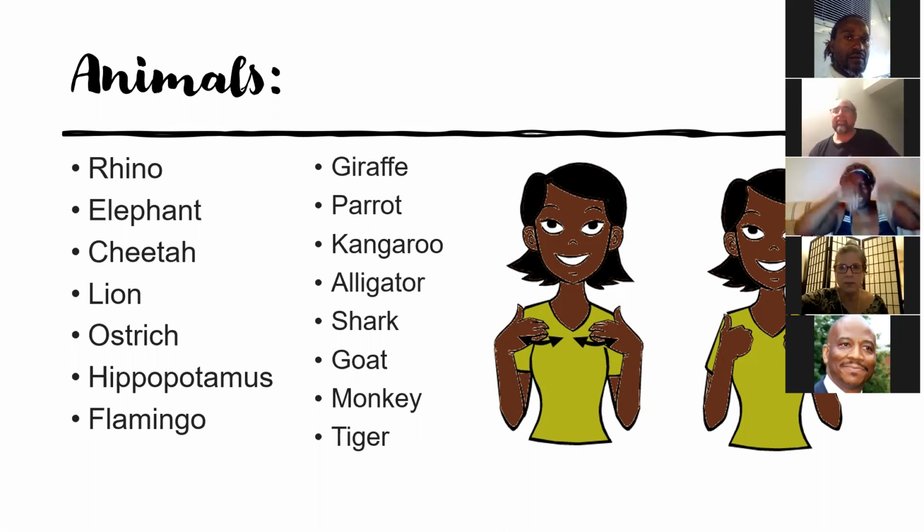Kangaroo is, you're just hopping like a kangaroo. Hop, hop. Alligator would be, or they really do it like this, like with the teeth, not with the flat hands, but like this. Shark would be, your non-dominant hand flat palm down, your dominant palm out, and in between your middle finger and ring finger. Your non-dominant hand is representing the water, and your dominant hand is representing the fin moving through the water. Shark.